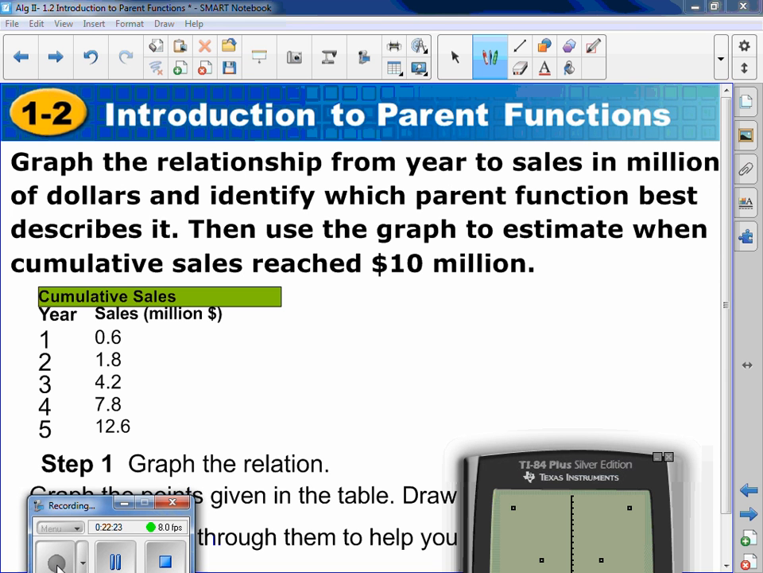Then the second question is, when did they reach about 10 million? Yes, I know you can look at the chart. It happened in between here somewhere.